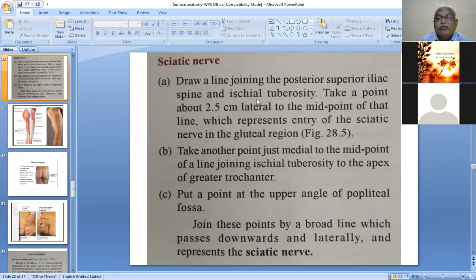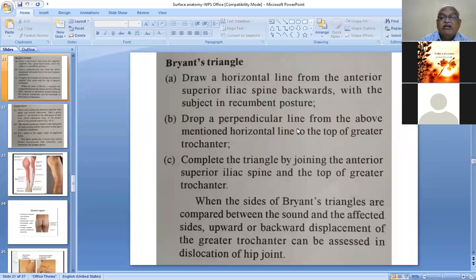Draw a line joining the posterior superior iliac spine and ischial tuberosity. Take a point about 2.5 cm lateral to the midpoint of that line, which represents entry of the sciatic nerve in the gluteal region.